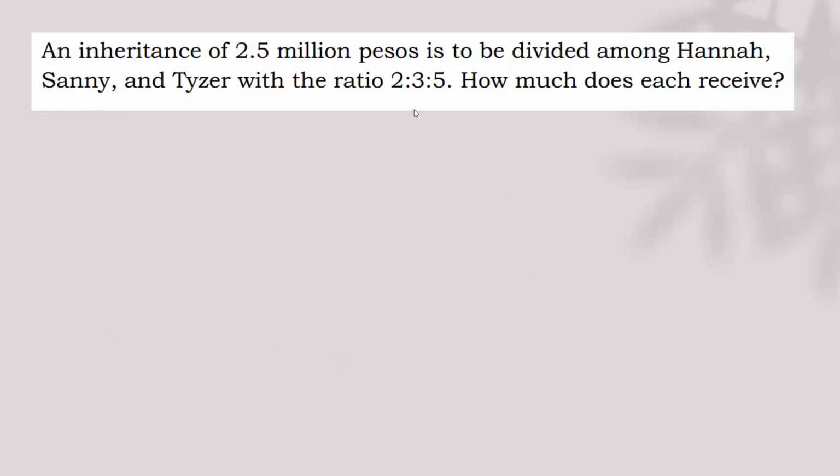An inheritance of 2.5 million pesos is divided among Hannah, Sanny, and Tyzer with a ratio of 2:3:5. How much does each one receive? So the question is, there are 3 inheritors. Okay? Sino po yung tatlong tagapagmana? We have Hannah, Sanny, at Tyzer. Ilang parte raw ang kay Hannah?